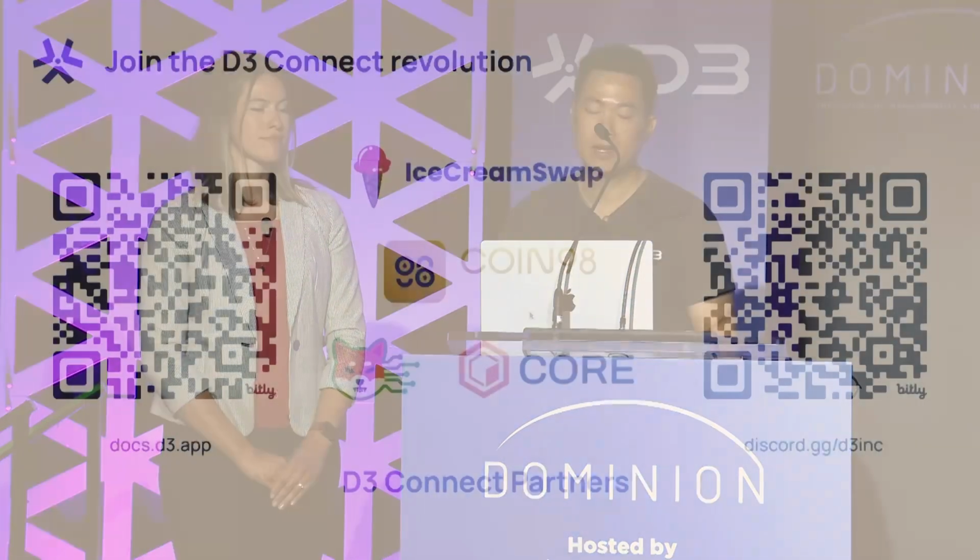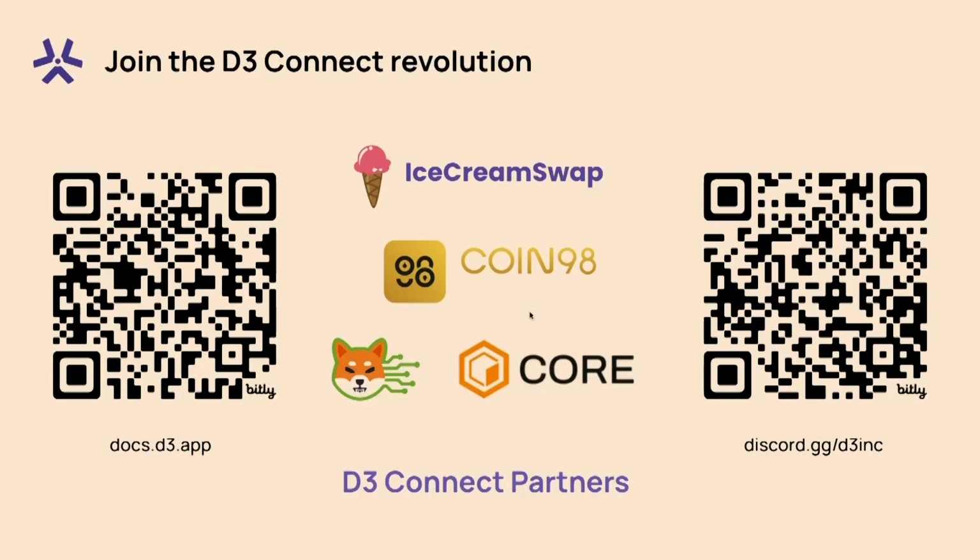So there we've successfully built a really simple app demonstrating how easy it is to integrate the D3 Connect SDK into your app. And we're really excited to announce 2 partners that have started integrating and will be launching soon. One is Ice Cream Swap, which is a DEX in the core ecosystem that allows trading and swapping across various blockchains. And also another partner, Coin98, that's integrated D3 Connect into their multi-chain wallet.